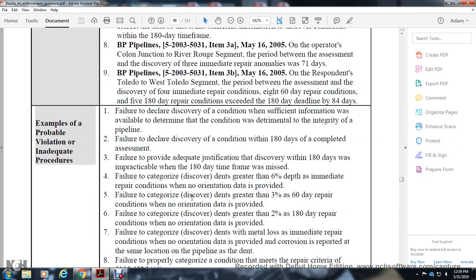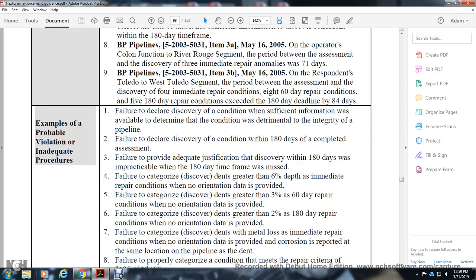Here are examples of probable violations and inadequate procedures. They have to declare discovery of the condition once sufficient information is available, a determination of the condition with data on the integrity of the pipeline. Two: declare the discovery of the condition within 180 days of completing the assessment. Failure to provide adequate justification where discovery took more than 180 days, as it was practicable within the 180-day time frame.